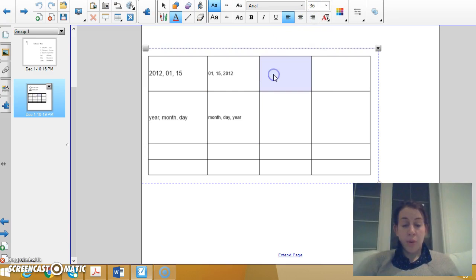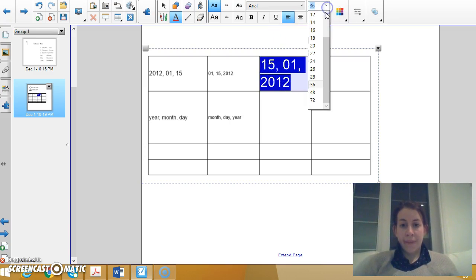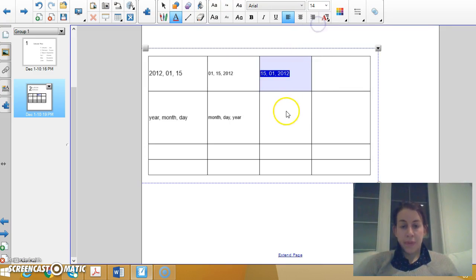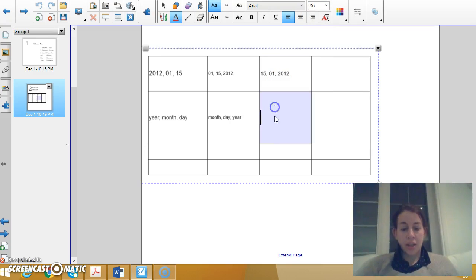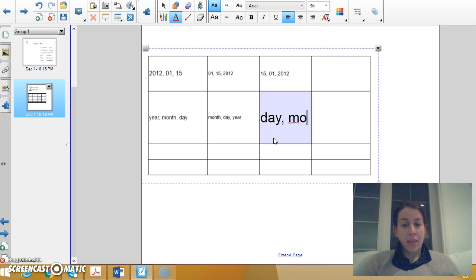I can also write it one more way. I can write it 15/01/2012. In that way, I'm writing the day, the month, and the year. I'm writing it only in numbers.